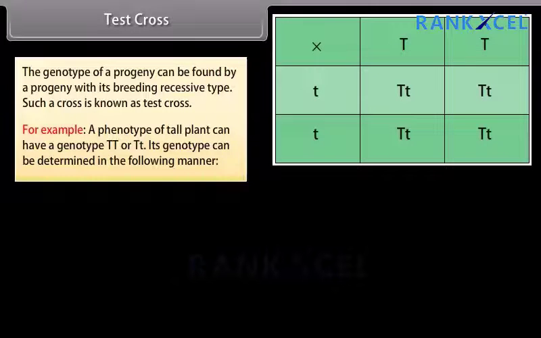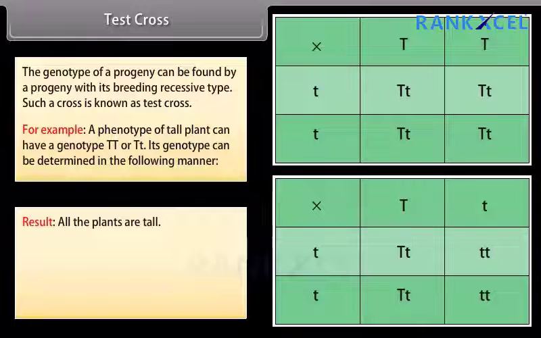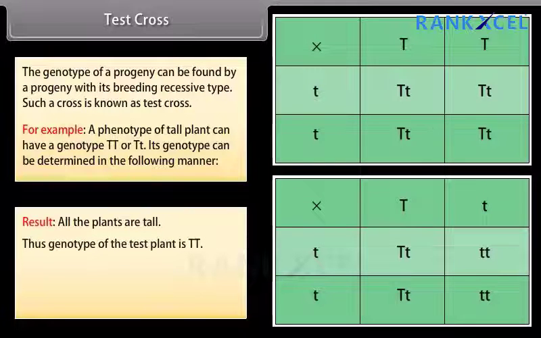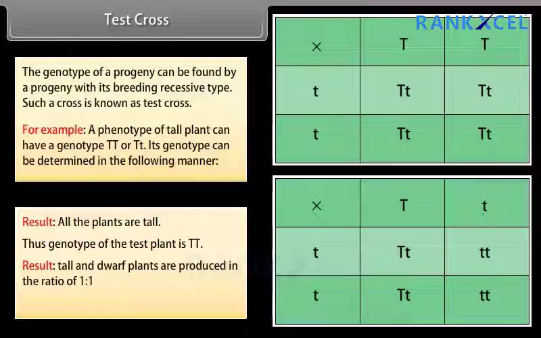In the first case, all the plants are tall. Thus, the genotype of the test plant is TT. In the second case, tall and dwarf plants are produced in the ratio of 1:1. Thus, genotype of test plant is Tt.